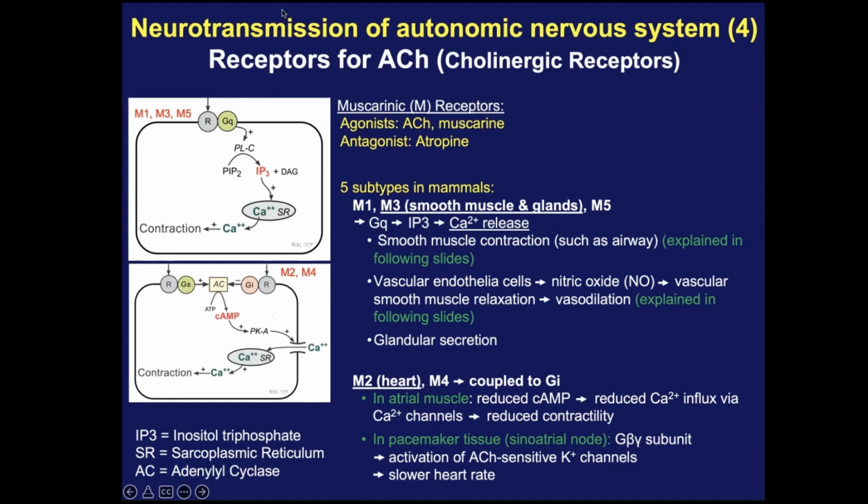I see there's another question. Does the N receptor bind nicotine and acetylcholine? Yes, that's correct. Acetylcholine can bind to either the M receptor or the N receptor. Acetylcholine can bind to both. Nicotine can only bind to the N receptors. Yeah, thank you.